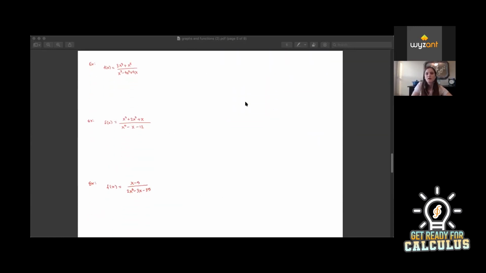Okay, so let's look at this first problem. The first thing I like to do is go ahead and factor it because I'm going to need both forms, but it's good to already have the factored form ready. So for this top part, it looks like we have an x squared in both terms, so we're going to want to pull that out to the front.